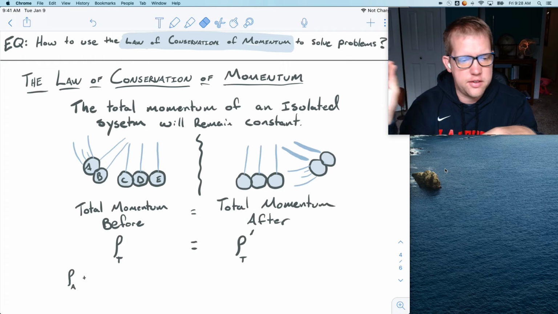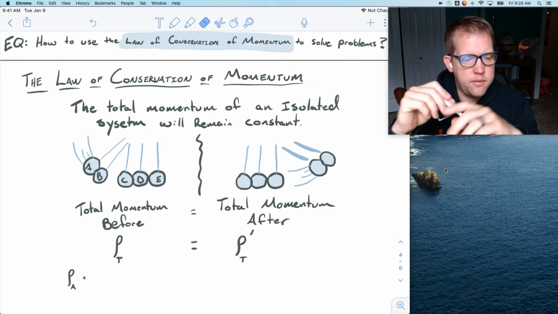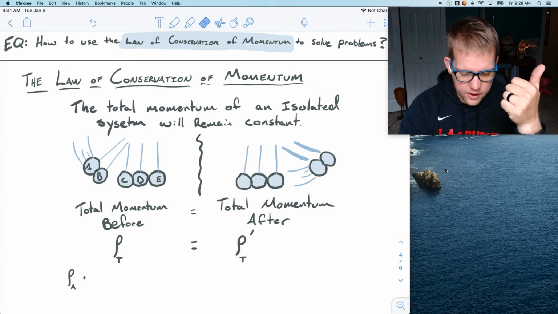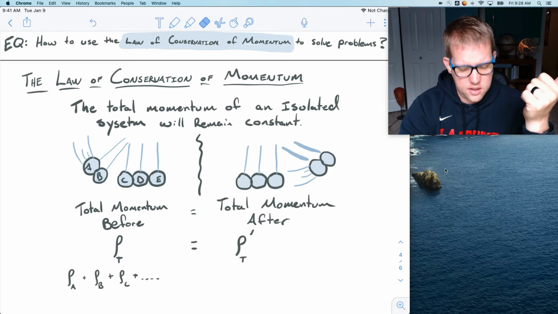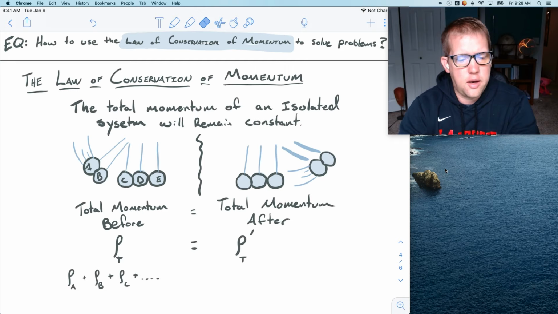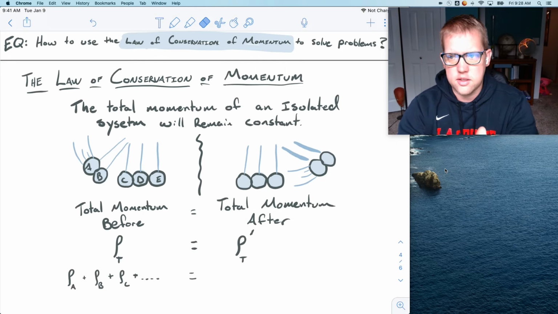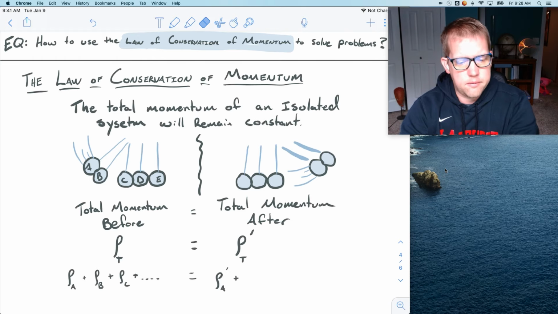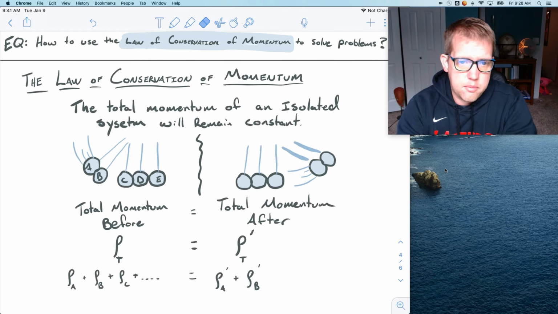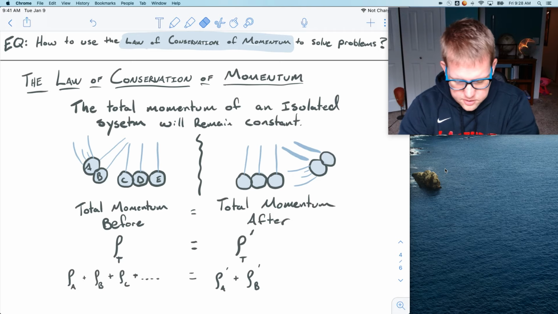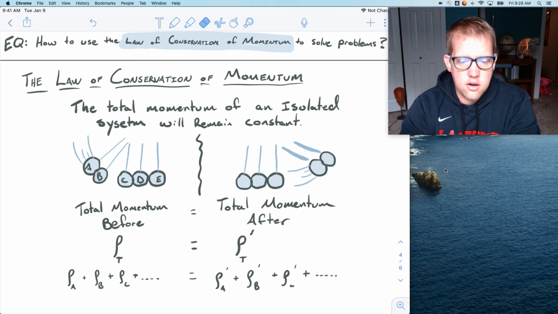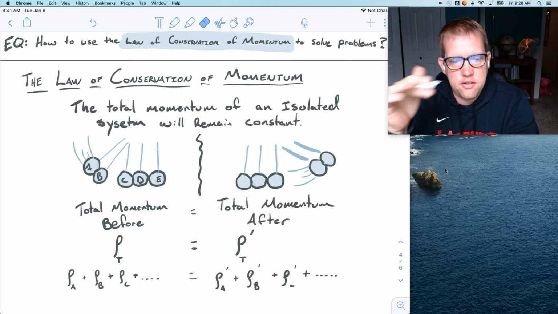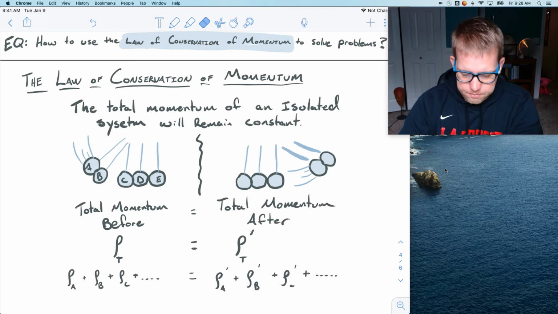Now, in our little example, how would you find the total momentum? Well, there's five different spheres: A, B, C, D, E. You'd find the momentum of sphere A, add it to the momentum of sphere B, add that to the momentum of sphere C, and you continue on for as many objects as there are. So how do you figure out the momentum after, on the second half? You do the same thing. It's the momentum of sphere A prime plus the momentum of sphere B prime plus the momentum of sphere C prime, for as many as there are. And remember, prime just means after the collision happens.